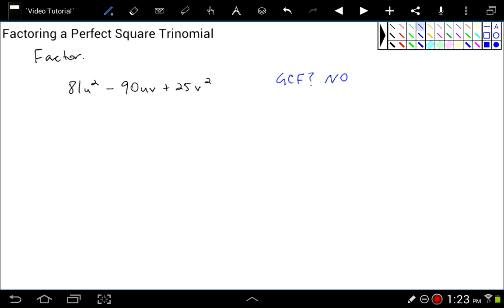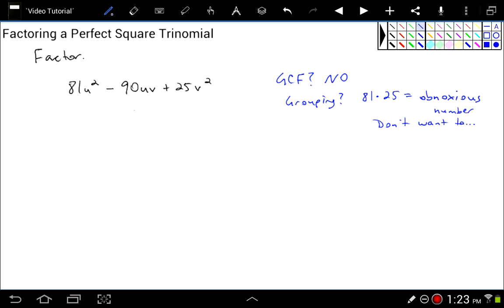Then we try grouping. That means we have to multiply the 81 times the 25, and we get this obnoxious number. Now, we might come back to this later if we have to. We don't want to do it though. So now we're going to use something else to our advantage. Let's put all that aside and try something else.